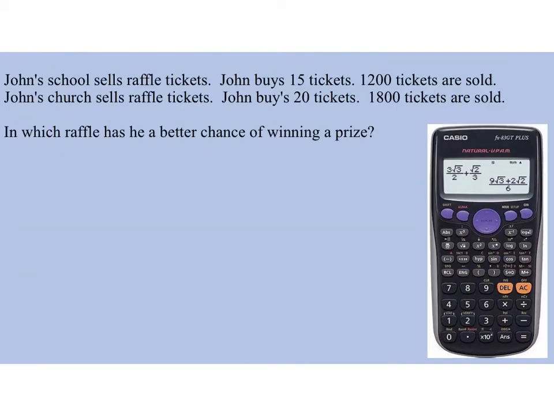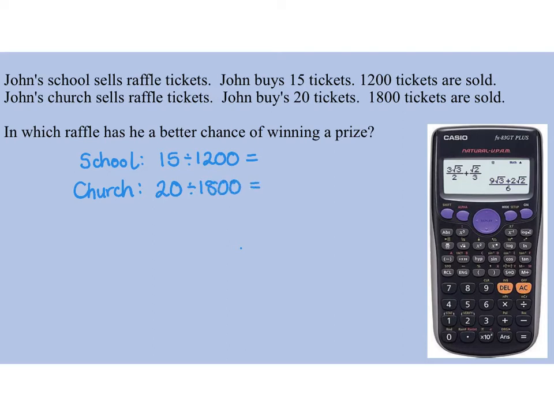Okay, here's our first probability question. So John's been buying some raffle tickets, so his school are selling tickets. Now he has bought 15 out of 1,200 tickets, and his church is also selling tickets. He's bought 20 out of 1,800 sold altogether.